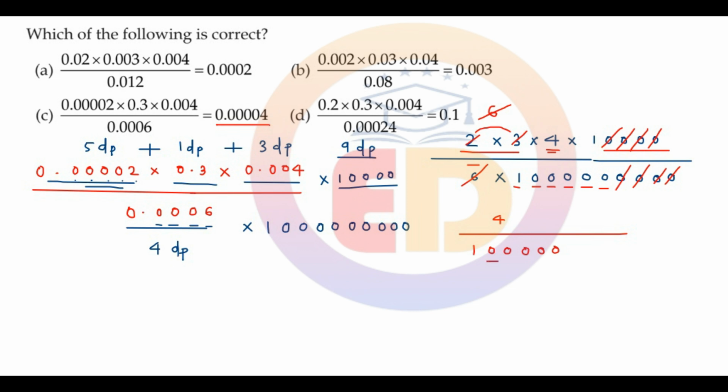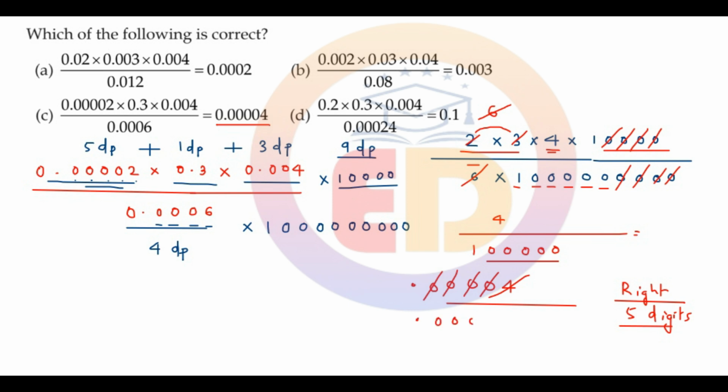Now since the denominator has 5 zeros, I'll go to the numerator 4 and we count 5 digits from right side. 4, place a 0, 2, another 0, 3, another 0, 4, another 0, 5. Place the decimal point, it becomes 0.00004, which can be written as 0.00004.